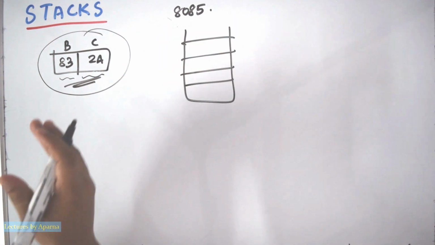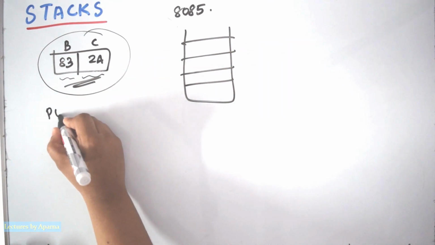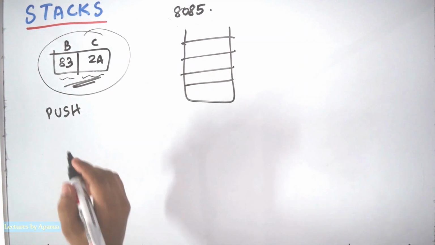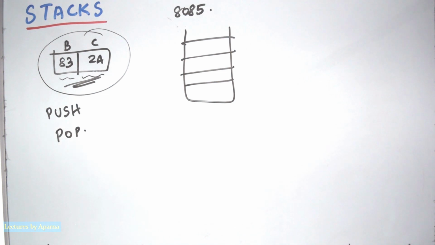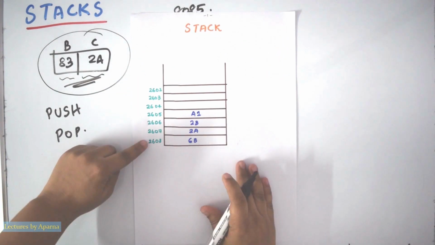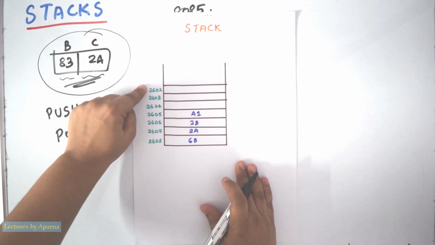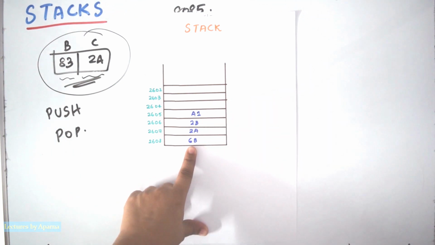To push these contents to the stack we use the instruction push, and to take it back from the stack we use the instruction pop. So let's see how a stack will look. This is how a stack will look. These are the memory locations and this is the address of the memory location. Let these be the contents that are present in the stack.